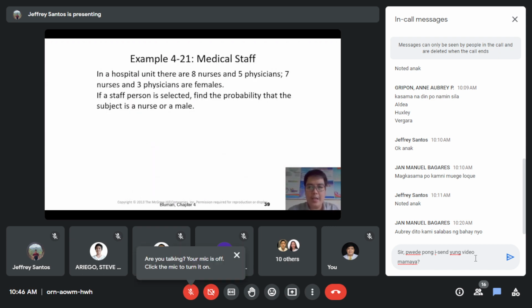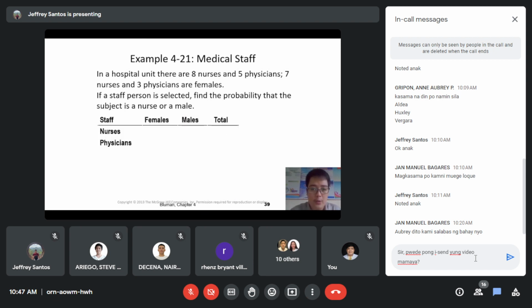Okay, so i-level up natin ng konti ang ating mga examples. So let's have this example, medical stuff. In a hospital unit, there are 8 nurses and 5 physicians. 7 nurses and 3 physicians are females. If a staff person is selected, find the probability that the subject is a nurse or a male. Okay, how are you going to solve this?